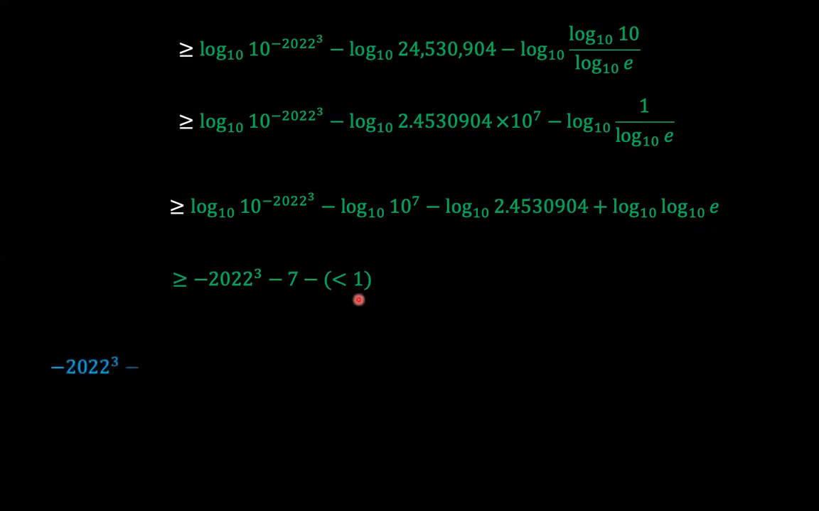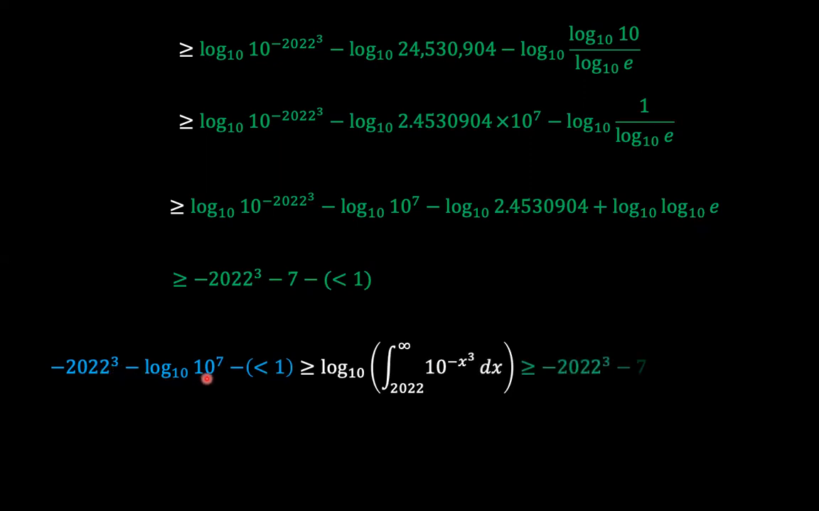So essentially now, the log 10 of our integral is sandwiched between negative 2022 cubed minus log 10 of 10 to the power 7, which is also 7, minus a value less than 1, and again, negative 2022 cubed minus 7 minus a value less than 1. So we have our lower and upper limits.